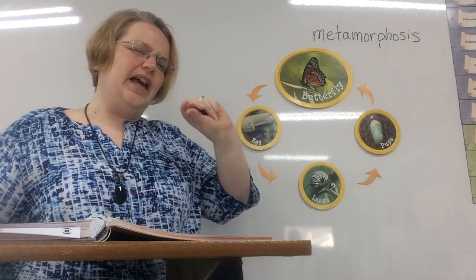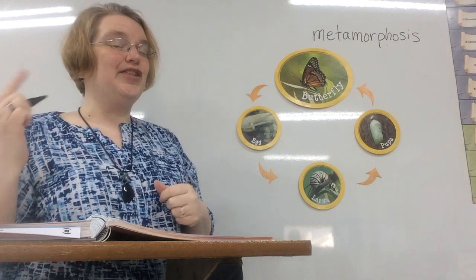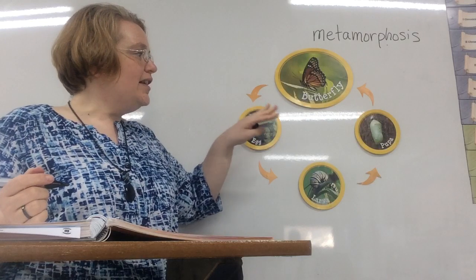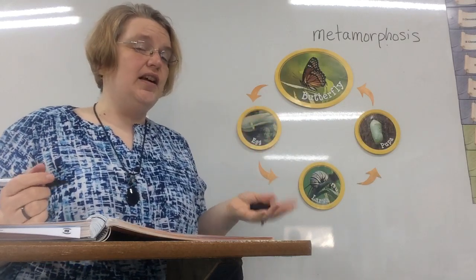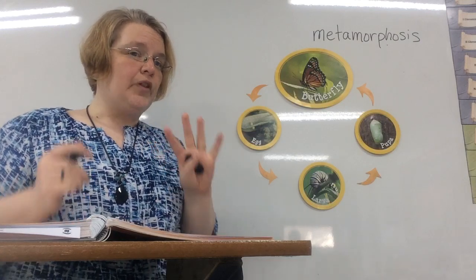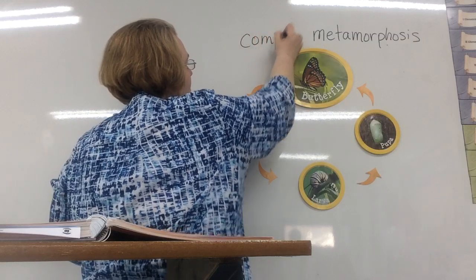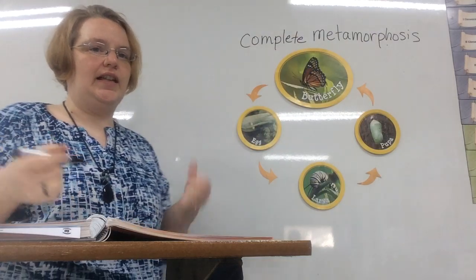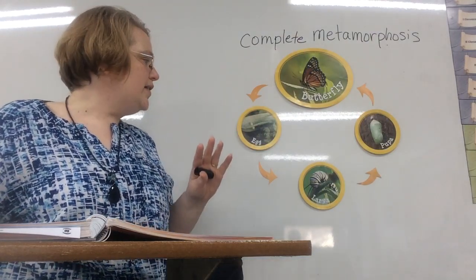But like I said, we have two different kinds. Now, one has 3 stages, one has 4 stages. So this one, you can see here we have 4 different pictures, we have 4 different stages. Can you remember which one had 4 different stages? Well, if you said complete, that is correct. Complete metamorphosis. Can we say that? Complete metamorphosis. That has 4 stages.